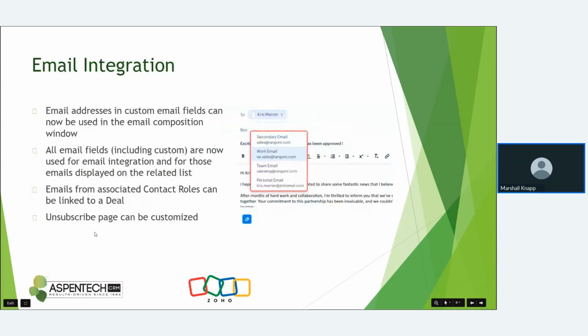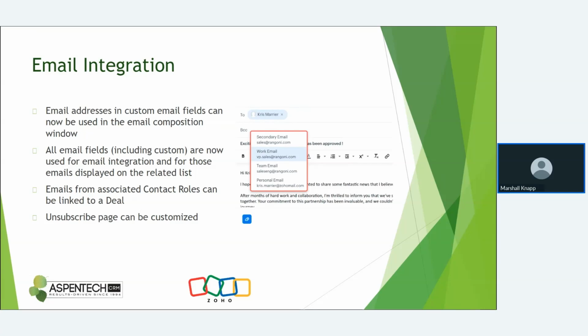There have also been a number of improvements to email integration. Email addresses that are in custom fields can now be used in the email composition window. We've always had the ability to use the primary email. More recently, they gave us the ability to use the personal email, and now we have even more capabilities with custom emails to be able to utilize any of those within this email composition window. And you can see here, you've got 4 different emails for the same contact there.